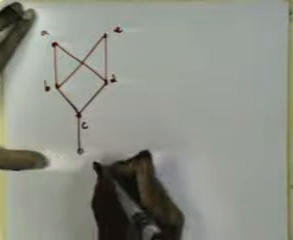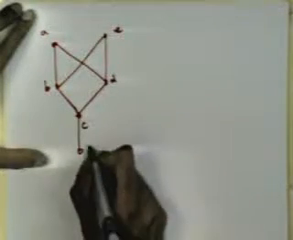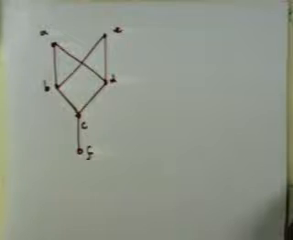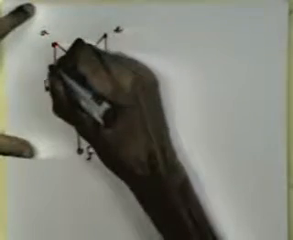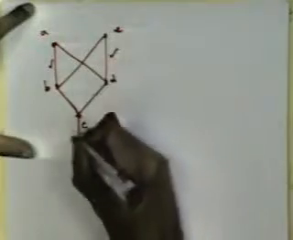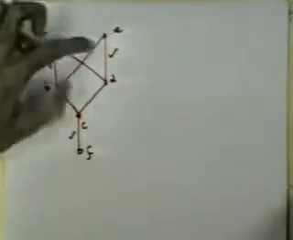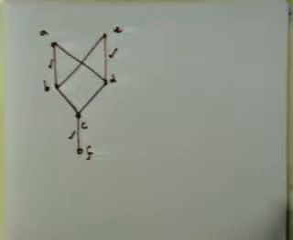Okay, let me add one more. Let's say F. Now this graph has a perfect matching. In fact, it has at least 2 perfect matchings. Here, I take these 3 edges, AB, ED, and CF, which is a perfect matching.